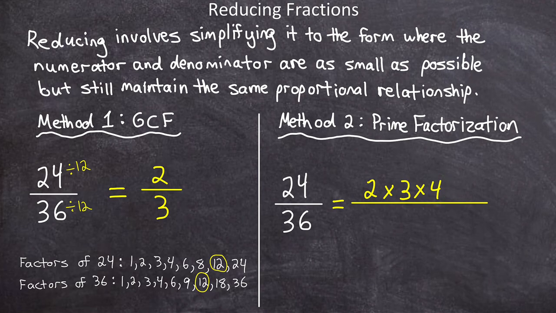4 could be written as a product of the factors 2 and 2. And now this is the complete prime factorization of 24. It's a product of only prime numbers. Now let's find the prime factors of 36.